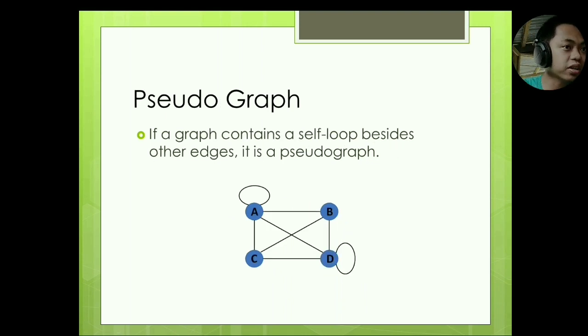Next is pseudograph. If a graph contains a self-loop besides other edges, it is a pseudograph. So this graph is called a pseudograph because it has a self-loop, and at the same time, besides the self-loop, there are other connectors going to other vertices. So this is an example of a pseudograph.